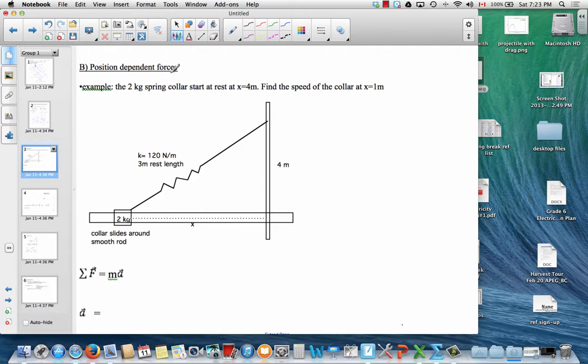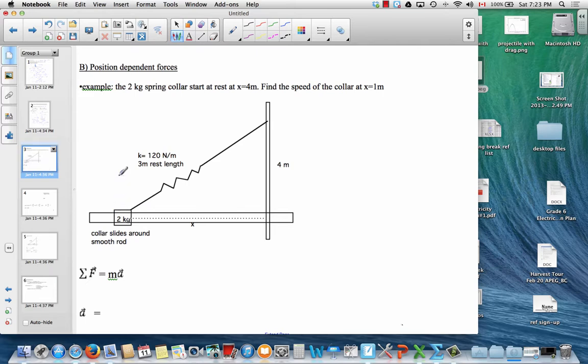Now the best example of a position-dependent force is a spring. And let's do this nasty example here. So here we've got a spring, and because it's stretched, it's going to pull this little collar in this direction, because the little collar slides along this smooth rod. And it's a smooth rod, so there's no friction. So we're going to analyze the forces that act on this collar.